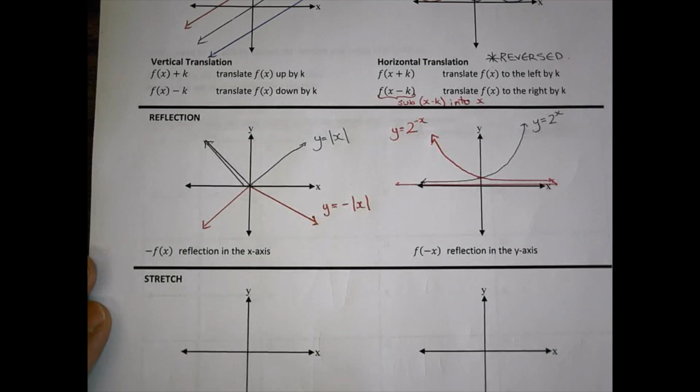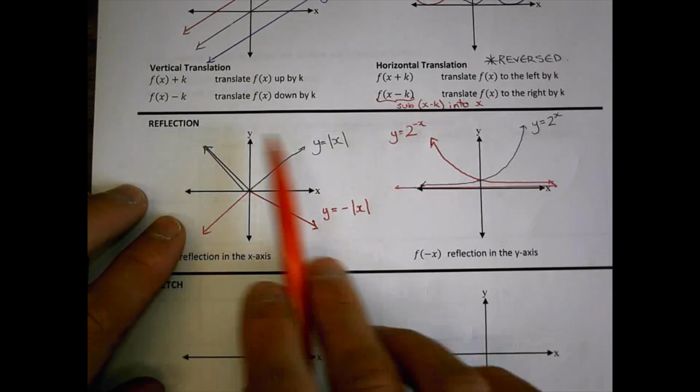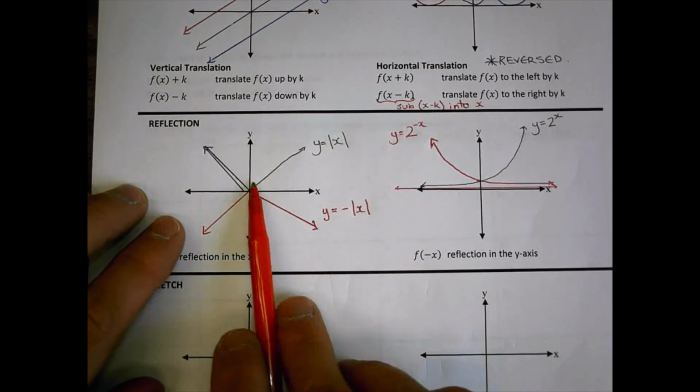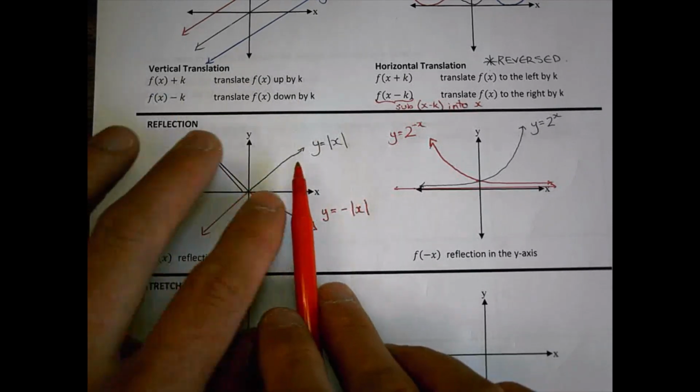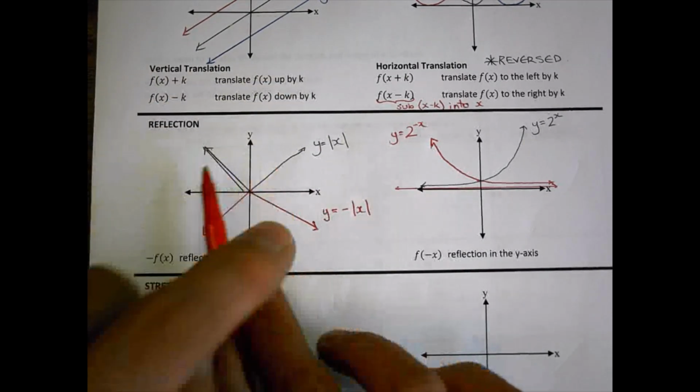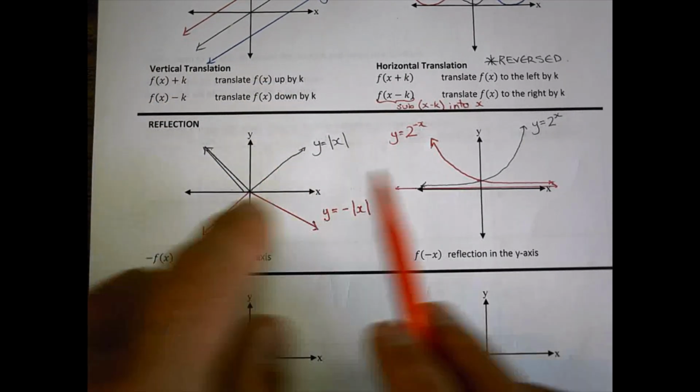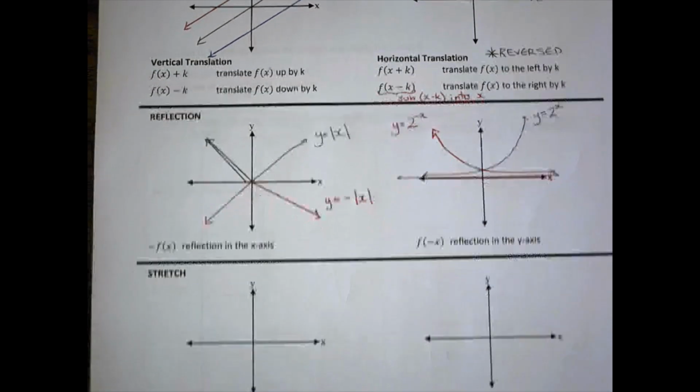Okay, and just to note, this absolute value function, if I were to reflect it in the y-axis, it would look the same, right? It wouldn't have changed much. So there's a reason I chose this one for this example and this one for this example.